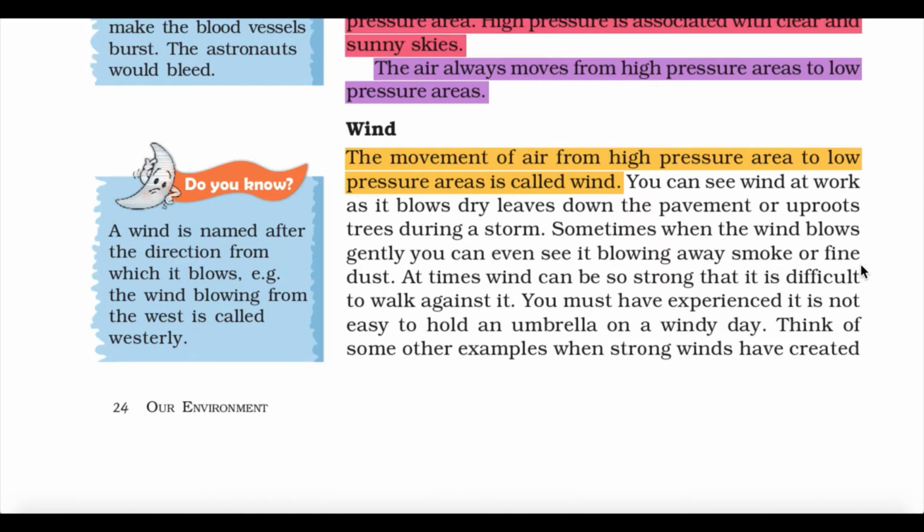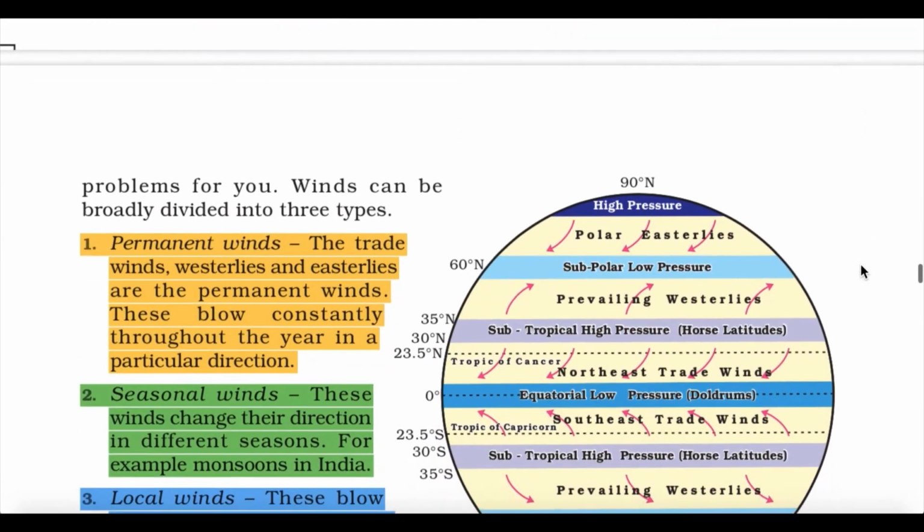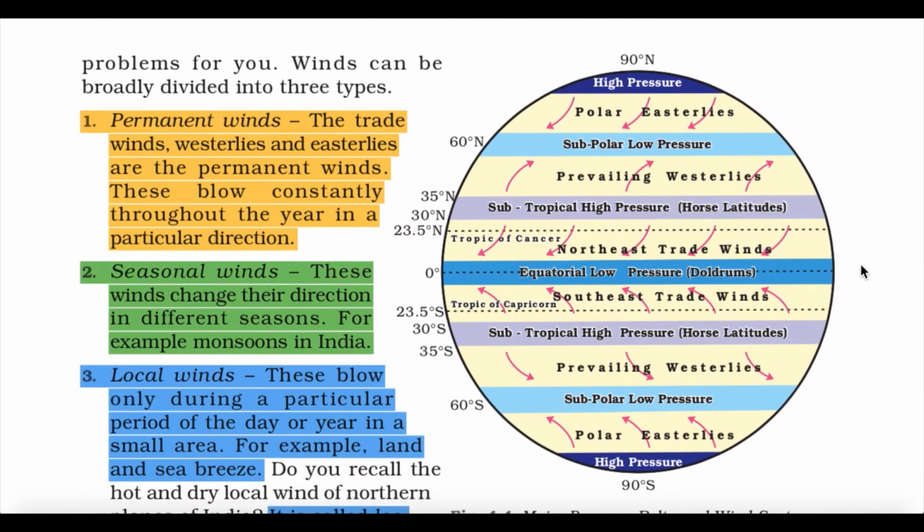Think of some other examples when strong winds have created problems for you. Wind can be broadly divided into three types. Number 1. Permanent winds. The trade winds, westerlies and easterlies are the permanent winds. These blow constantly throughout the year in a particular direction.